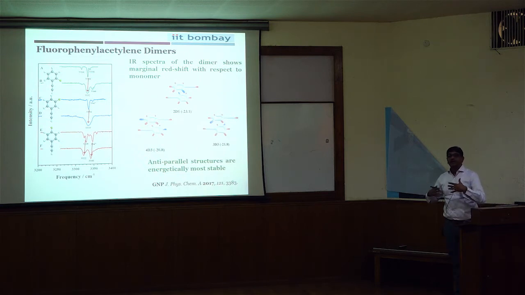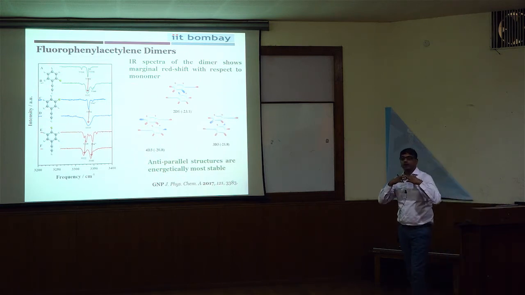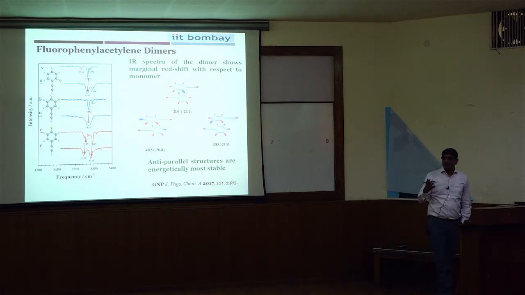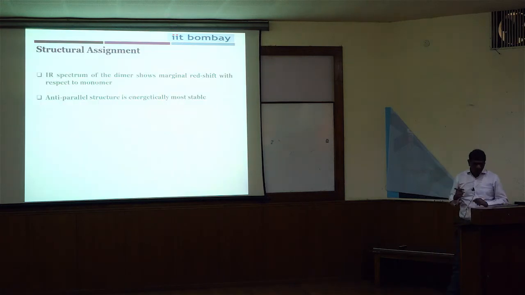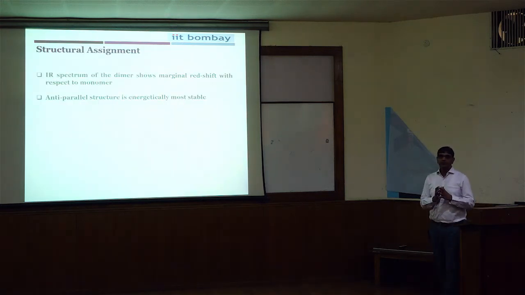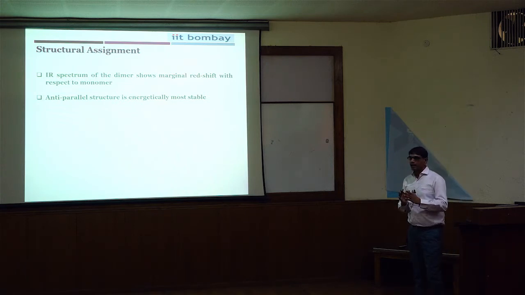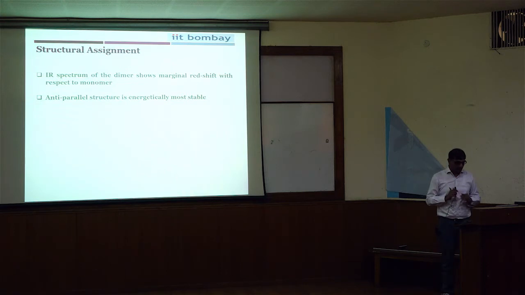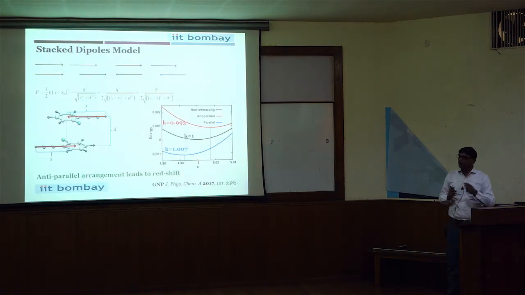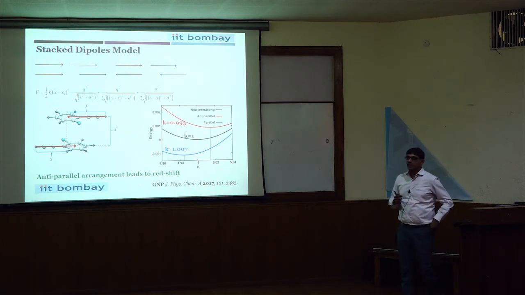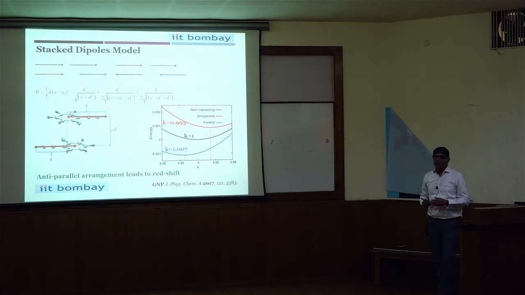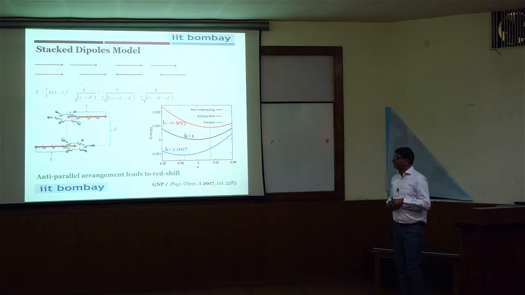Now, in all these cases, we tried to assign the spectrum to a more stable structure, but we needed some more physical model. The points we observe are that the IR spectrum of the dimer shows a very small red shift, and computations tell us that the anti-parallel structure is more stable. So, we need a model that connects these two facts. Then we came up with a simple electrostatic model in which, let us suppose there are stacked dipoles, and stacked dipoles could have 4 possible orientations: parallel, anti-parallel, slipped parallel and slipped anti-parallel.